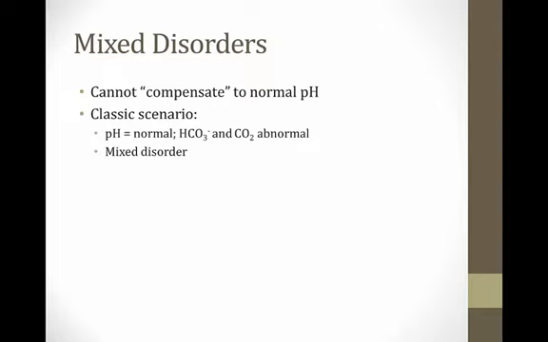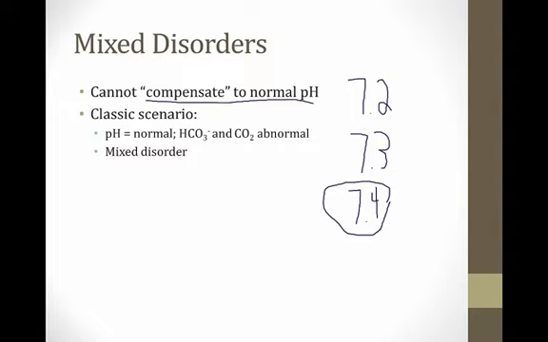One thing that's extremely useful to know is that the body cannot compensate to a normal pH. So suppose, for example, you had a pH of 7.2, that's an acidosis. The body might be able to compensate and raise this back up to 7.3, but that still would be acidotic. If you saw a pH of 7.4, which is a normal pH, then there must be a mixed disorder because compensation alone cannot raise the pH all the way back to the normal range. So a classic scenario is to see a normal pH when the bicarb and CO2 are both abnormal. Right away you know there must be a mixed disorder in order for the pH to be in the normal range.